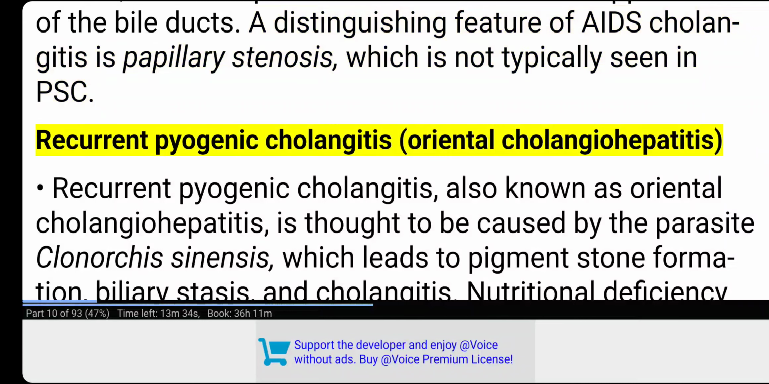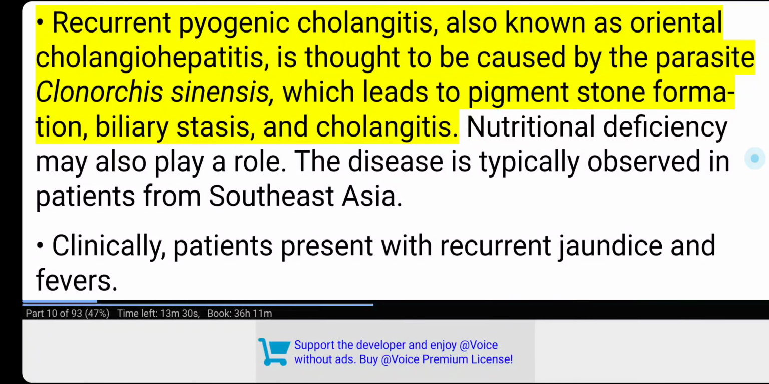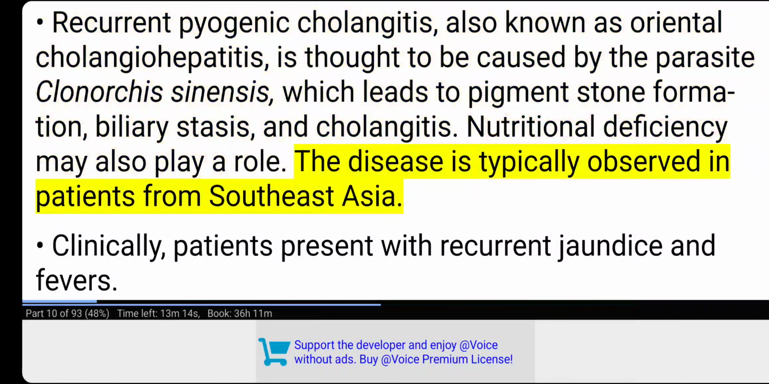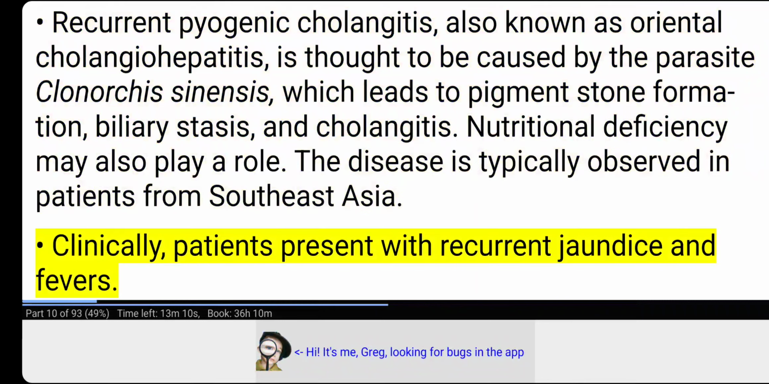Recurrent pyogenic cholangitis, Oriental cholangiopathy. Recurrent pyogenic cholangitis, also known as Oriental cholangiopathy, is thought to be caused by the parasite Clonorchis sinensis, which leads to pigment stone formation, biliary stasis, and cholangitis. Nutritional deficiency may also play a role. The disease is typically observed in patients from Southeast Asia. Clinically, patients present with recurrent jaundice and fevers.